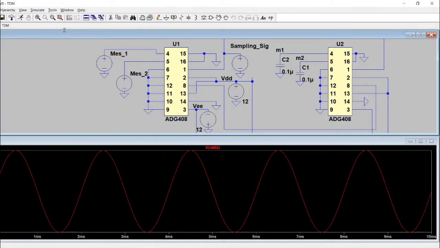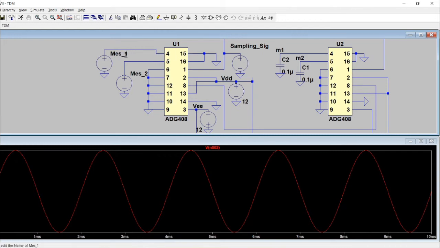Now let us understand this multiplexing technique using simulation in the LTSpice. I have used, as earlier indicated, the ADG408 IC. This is an 8:1 mux. That means 8 inputs and 1 output. It can be used as a DMUX as well. So here we can use only 2 message signals or 2 sources and multiplex them onto a single channel. Input is 4 and 5, output is our 8. Okay, this is our output.